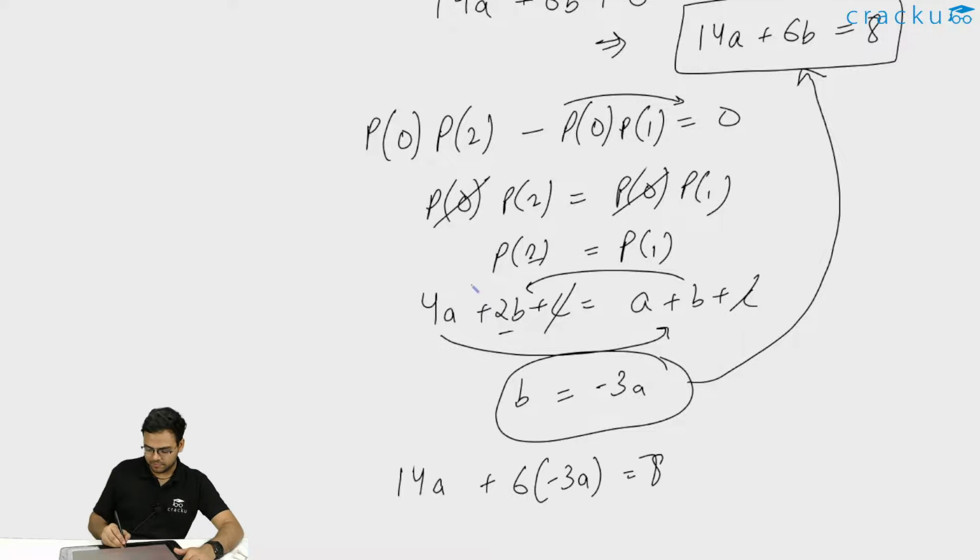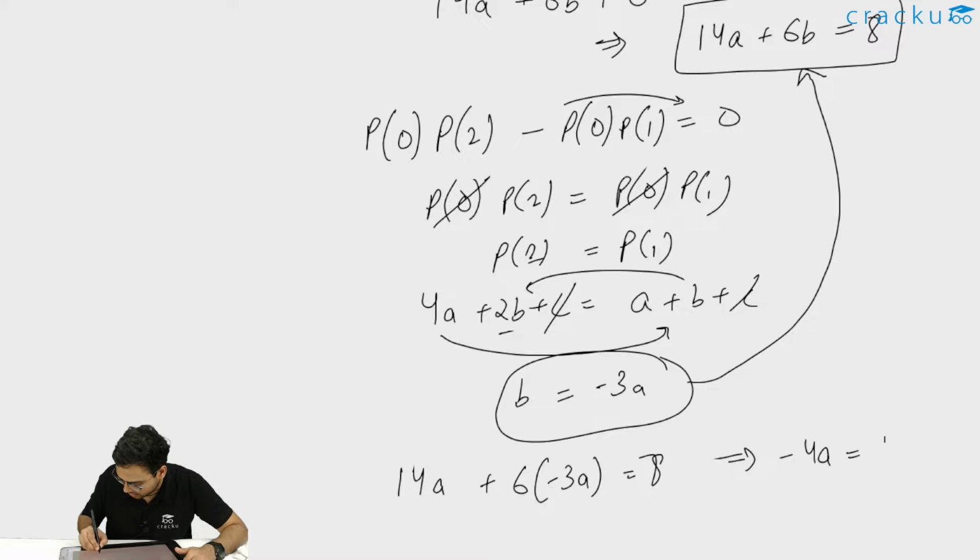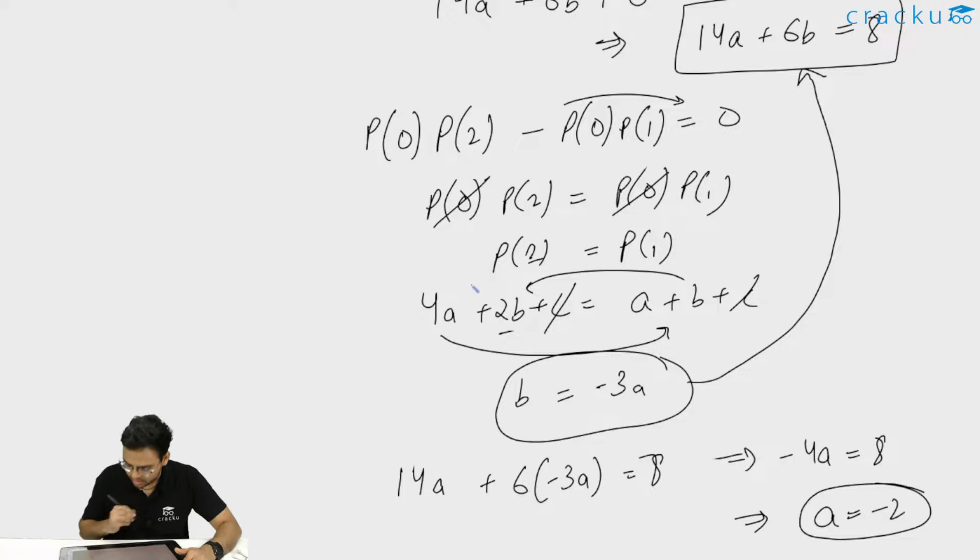So 14a plus 6 into minus 3 is minus 18. So 14a minus 18a is minus 4a. So minus 4a is equal to 8. That implies a is equal to minus 2. I'll put the value of a in this equation now.